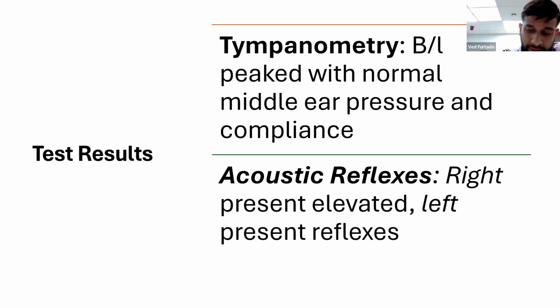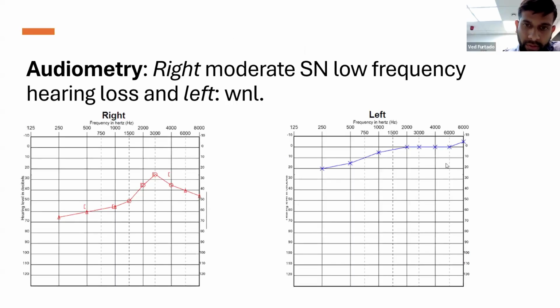Tympanometry showed bilateral peaked tracings with normal middle ear function. Reflexes were present in both ears. Audiometry showed, in the right ear, moderate low frequency sensorineural hearing loss, and the left was within normal limits.